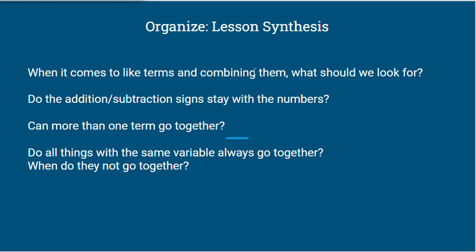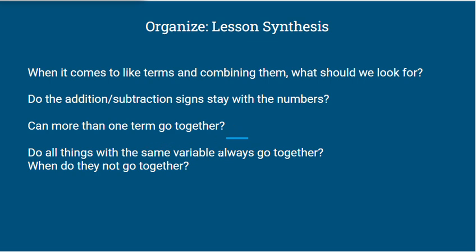So to wrap up, when it comes to like terms and combining them, what should we look for? Yeah, they have the same variables, and if there's exponents involved, that each of those variables has the same exponents as well. Addition, subtraction signs, do those stay with the numbers? Yes. If it's something that says plus whatever or minus whatever, you've got to take that plus or minus with it when you put it together. Can we put more than one term together? Yeah, if they have the same things, you could have 6x plus 2x plus 9x plus 12x plus 133x minus 97x plus 400x. Whatever it is, you can put all those things together.